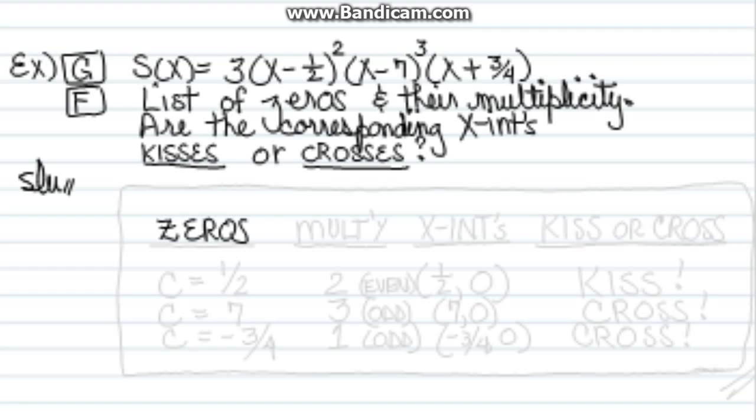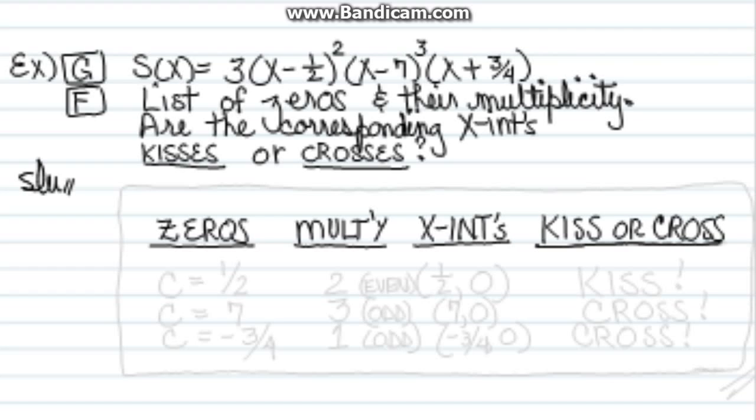Okay, so let's make a table to answer this question. We'll list the zeros here, the c values, x values that are zeros, and then their multiplicity in this column, and then we'll list the corresponding x-intercept, and we'll tell you whether it is a kiss or a cross. So the first intercept is found in the first factor, x - 1/2. In x - 1/2, the value being subtracted is the root, or the zero, so it's c = positive 1/2. Now, the question, is that root a multiplicity 1 or 2 or 3, or what is it?